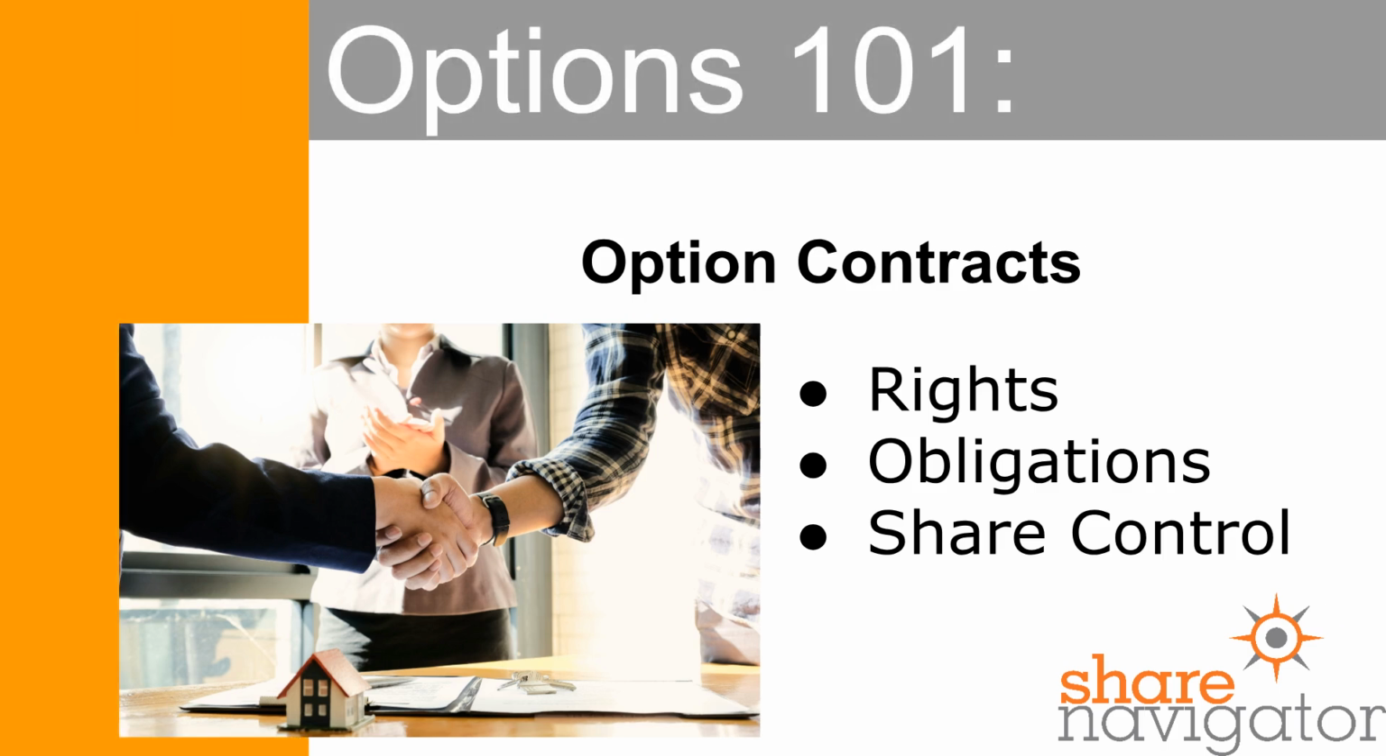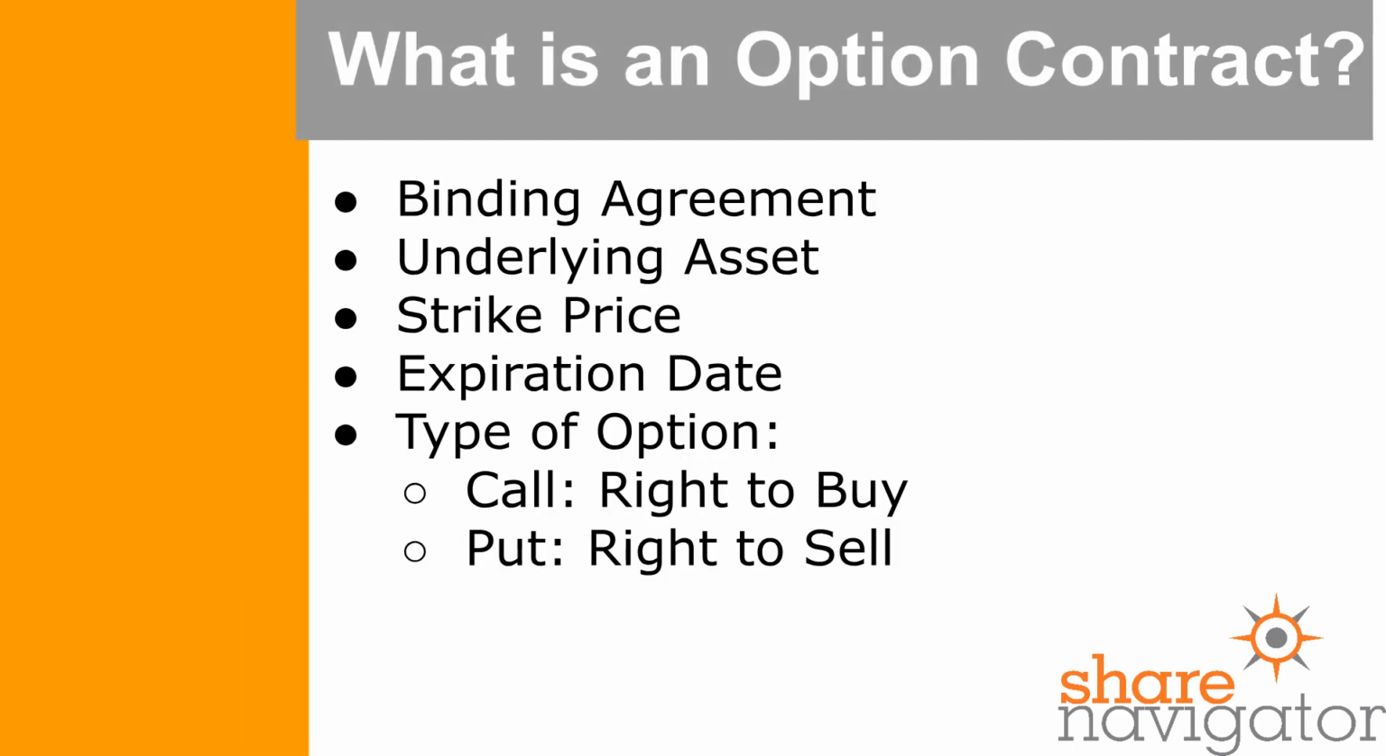So far, we've explored what options are, their everyday applications, and how their prices are determined. Today, we're getting down to the nitty-gritty, the option contract itself. At its core, an option is a contract. It's a legally binding agreement between two parties to facilitate a potential future transaction involving an underlying asset, like a stock. This contract specifies several key details.